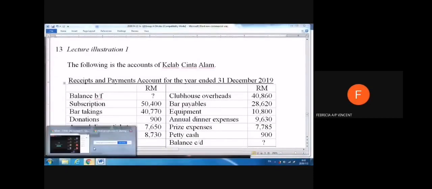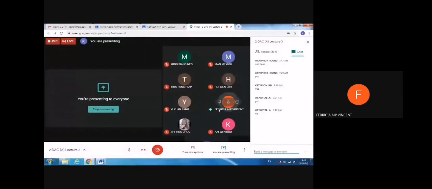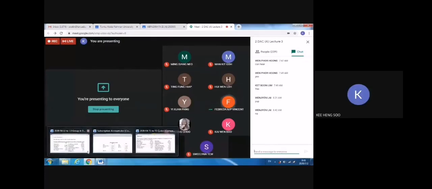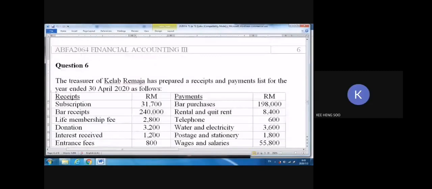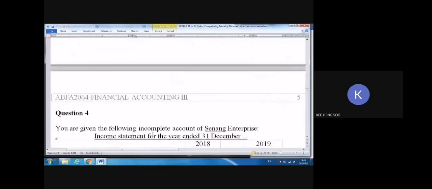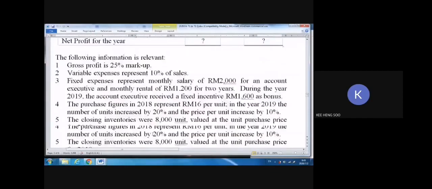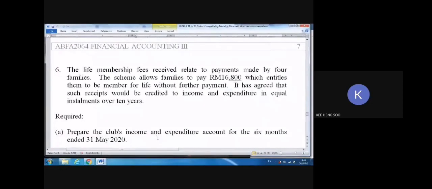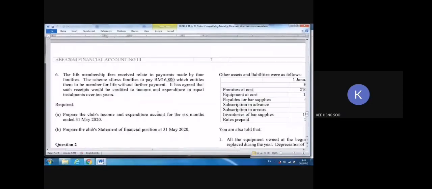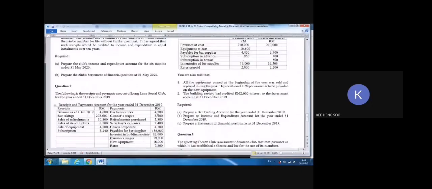The tutorial questions, what I got is until question 4. Questions 5 and 6 are not included. Your questions in tutorial 3 are until question 4 only. You see, this is tutorial 2, question 4, question 5, question 6. Then we got another tutorial 3, question 1, 2, 3, 4. Yes, until 4, correct?